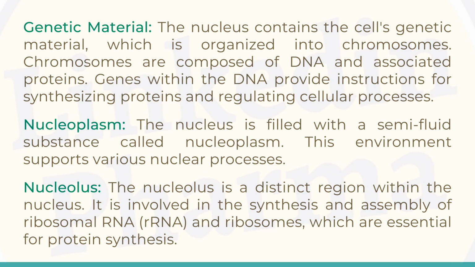Genetic material. The nucleus contains the cell's genetic material, which is organized into chromosomes. Chromosomes are composed of DNA and associated proteins. Genes within the DNA provide instructions for synthesizing proteins and regulating cellular processes. Nucleoplasm. The nucleus is filled with a semi-fluid substance called nucleoplasm. This environment supports various nuclear processes.